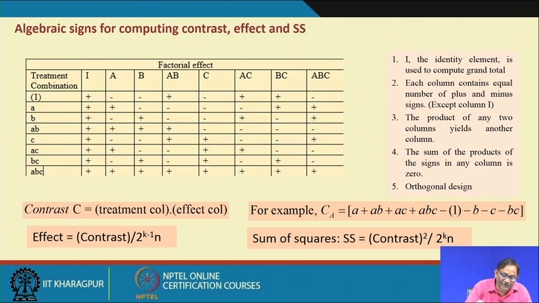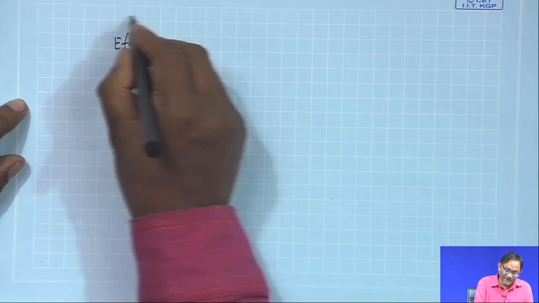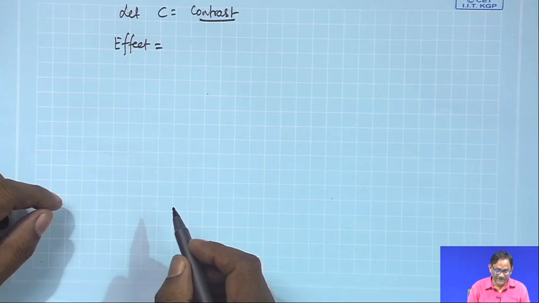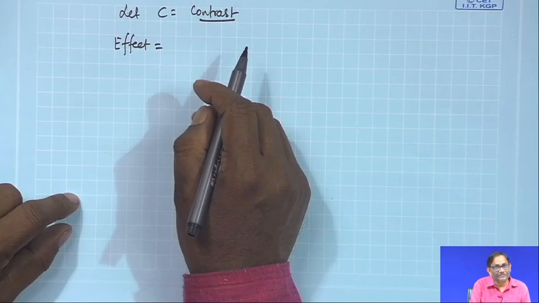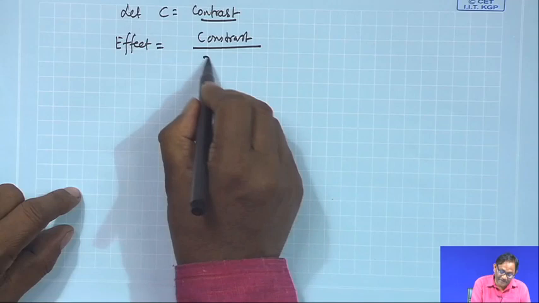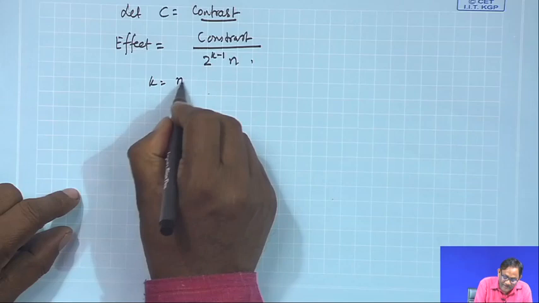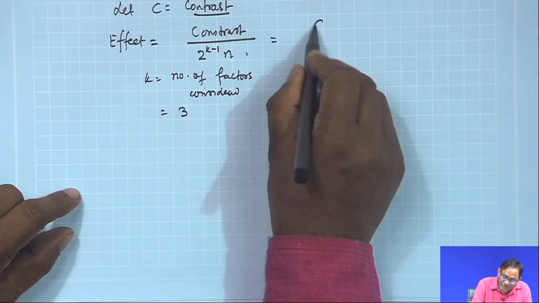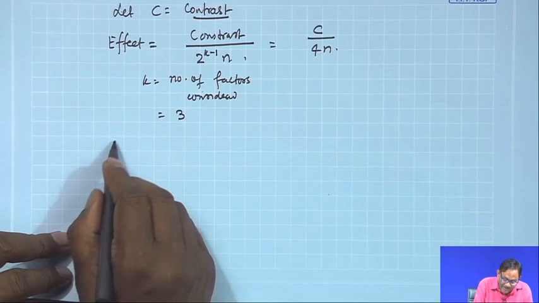Now, once you have this, you have the contrast, and you can find out the effect. Let C equal contrast. C_A is contrast A, C_B is contrast B, like this; you get the contrast by multiplying the treatment column with the respective column. Then the effect will be the contrast divided by 2 to the power k minus 1 into n, where k is the number of factors considered. If k equals 3, then the effect equals C by 2 to the power 3 minus 1, meaning 4n.